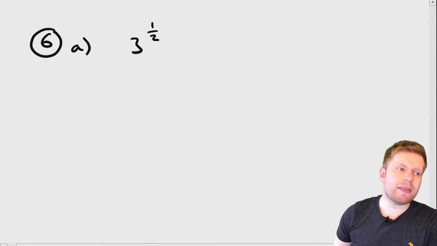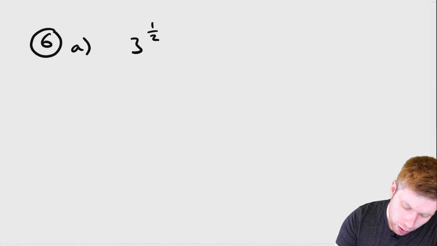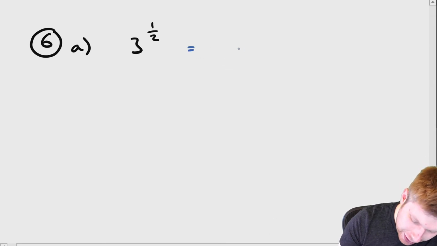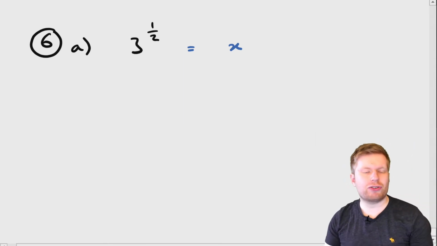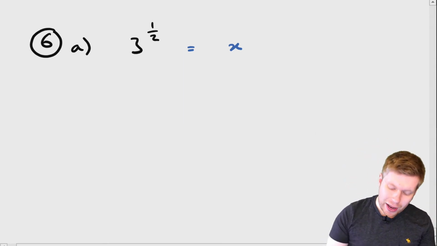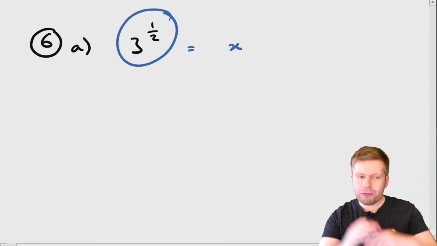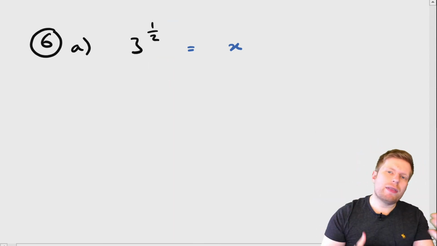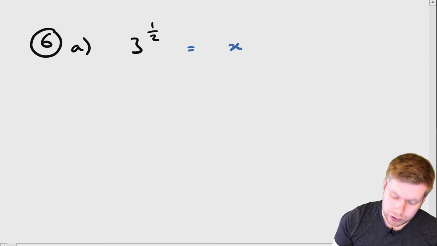Now, in order to get this to work, I'm first of all going to let this equal a letter. You notice that I'm using my traditional trick here: if I don't know what the value of something is at the moment, so 3 to the power of 1/2, I don't know what that is at the moment, I'm just going to give it a letter. I'm going to give it a name. Then I can work with it and see what I can do.